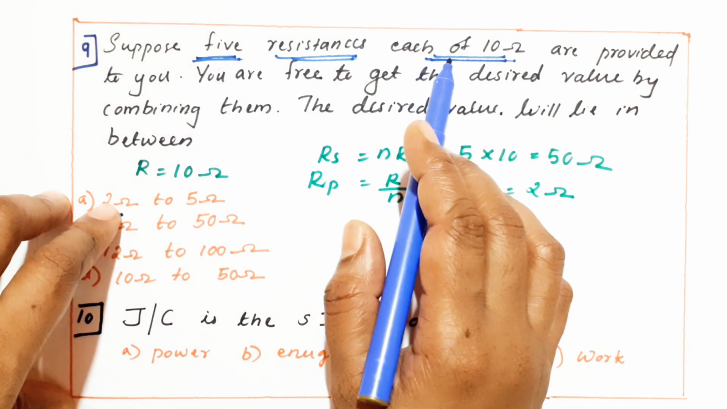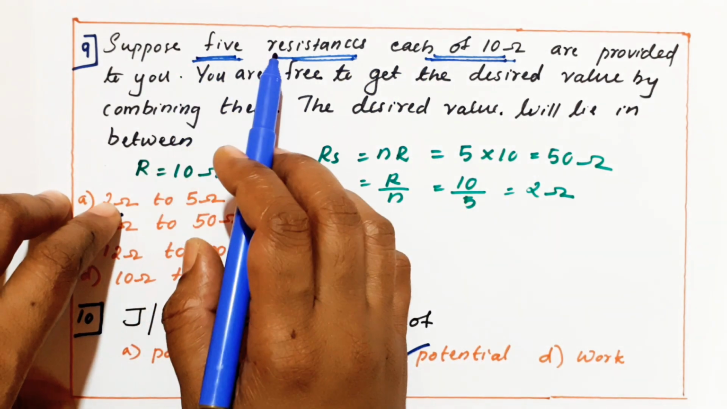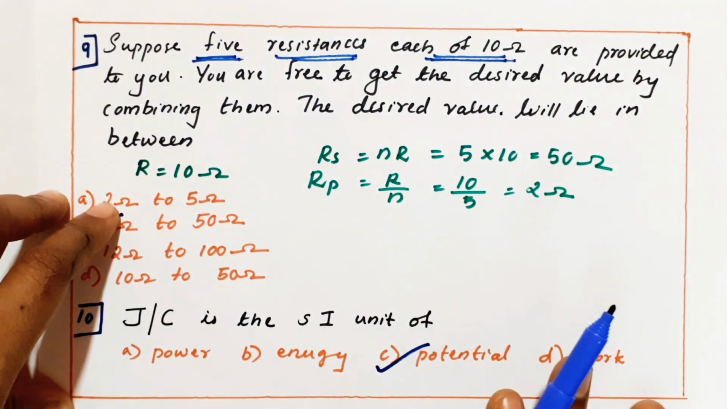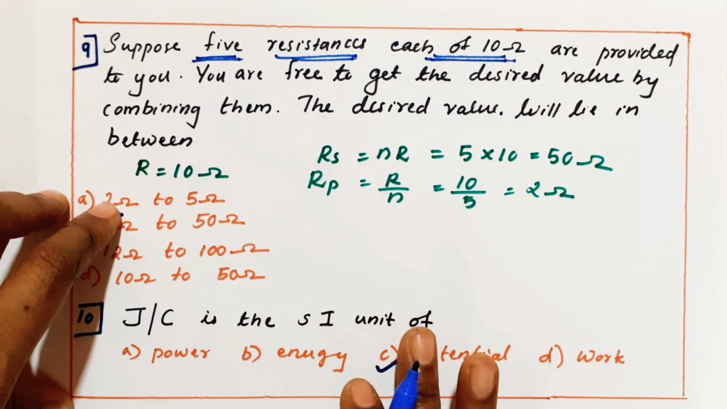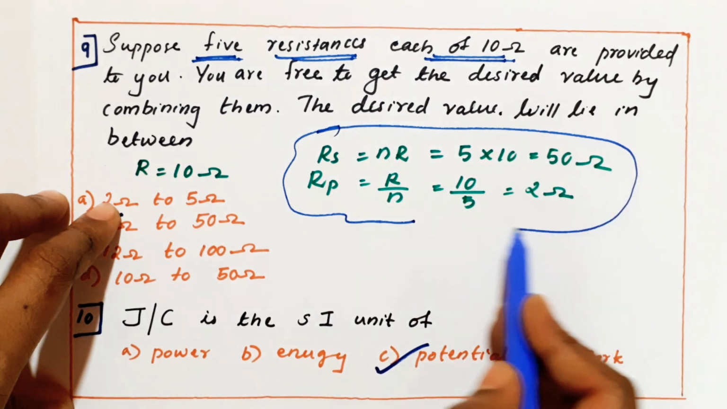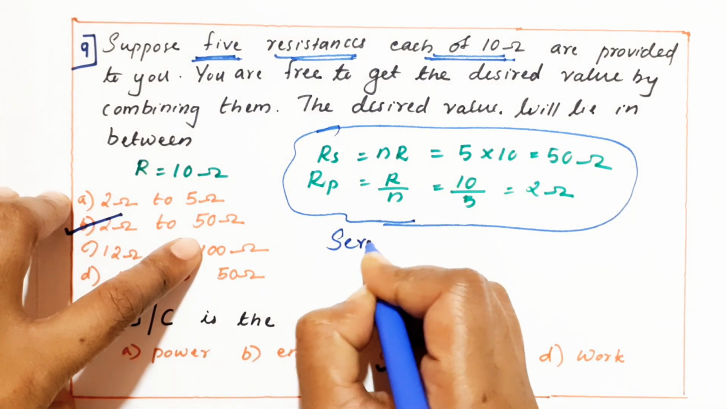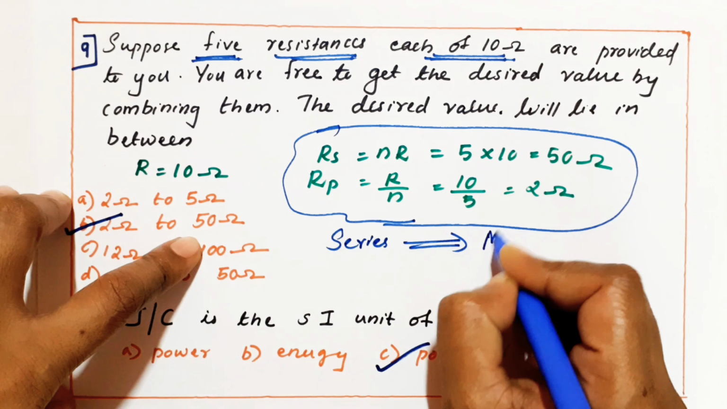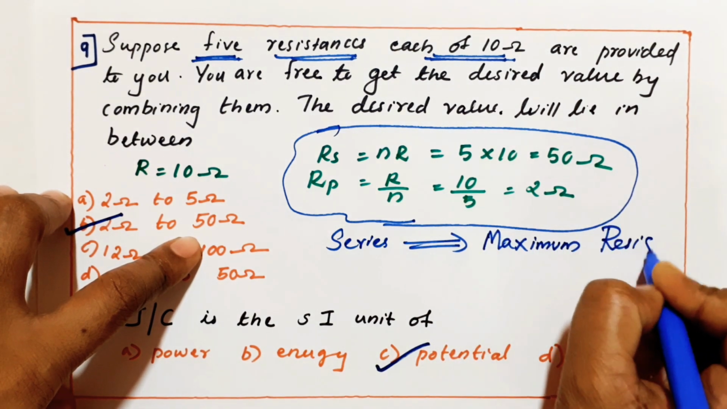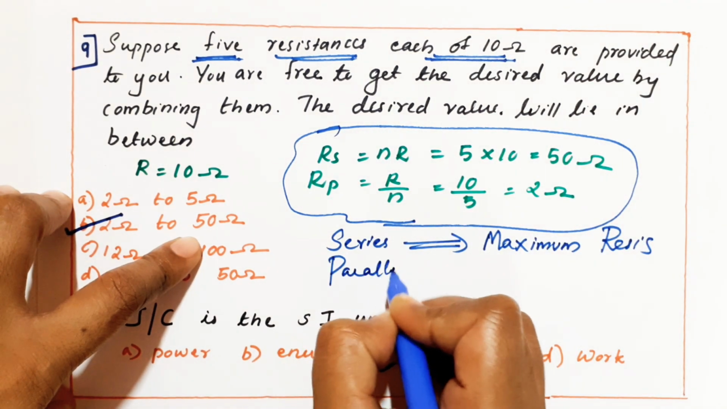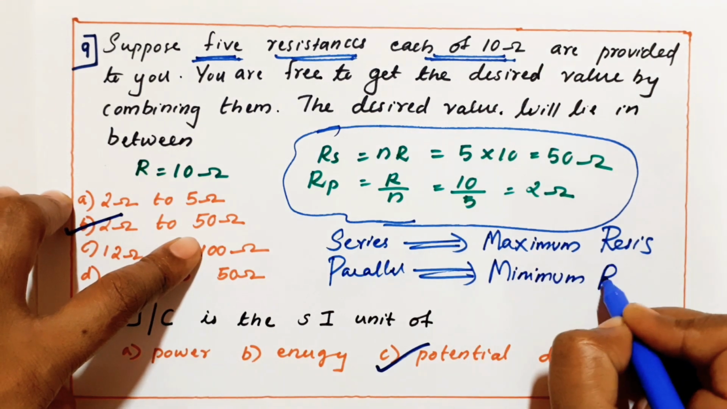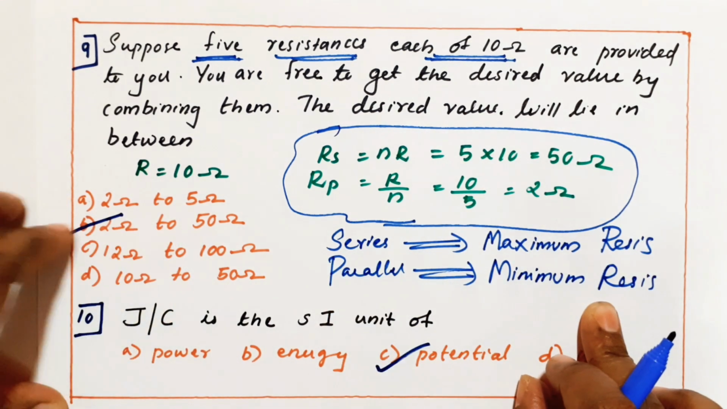Suppose 5 resistances each of 10 ohm are given. It means they did not mention series or parallel. They told about 5 resistances. But you have to remember, when the resistances are connected in series, we get maximum resistance, and in parallel connection, we get minimum resistance. So maximum we get for series and minimum for parallel.